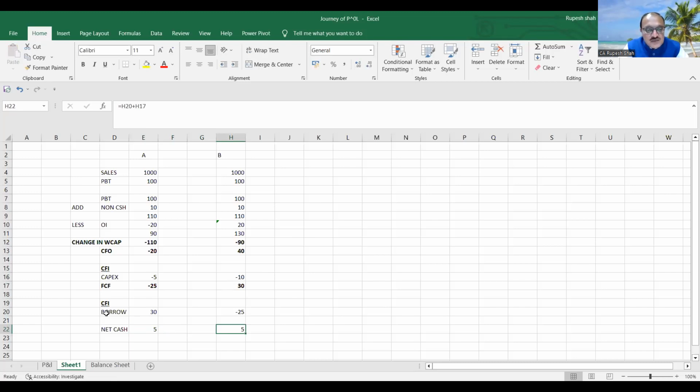What is the story of this company? Company B is managing the working capital well. It is also on the growth path, doing the capex, and they are repaying the loan also.